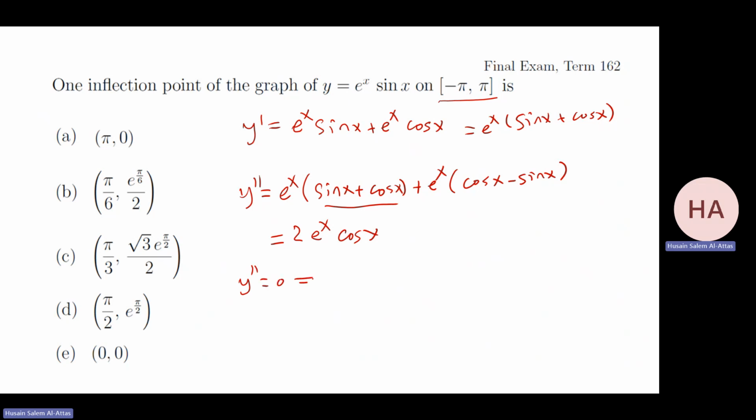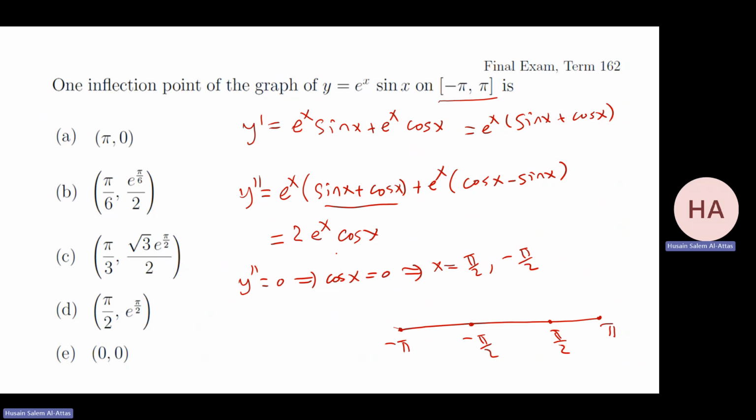Okay, y double prime equal to 0. So you have cosine x equal to 0. And that is what from this interval. That means when cosine equals 0, yeah, pi over 2 and minus pi over 2. Okay. So check whether there is a change of concavity or not. So I have minus pi over 2, I have pi over 2. Here I have pi, here I have minus pi. Take a value between minus pi and minus pi over 2, for example, minus 3 pi over 4.